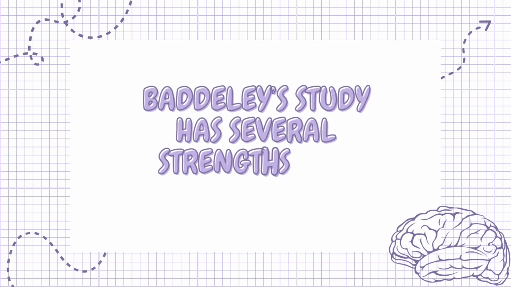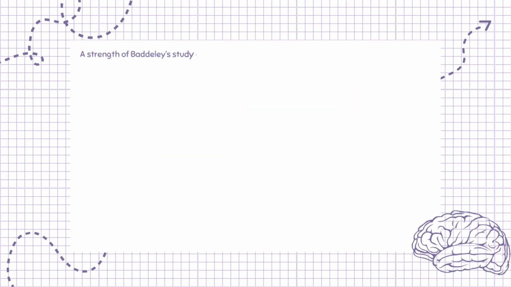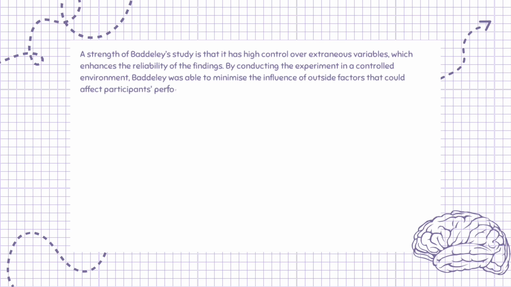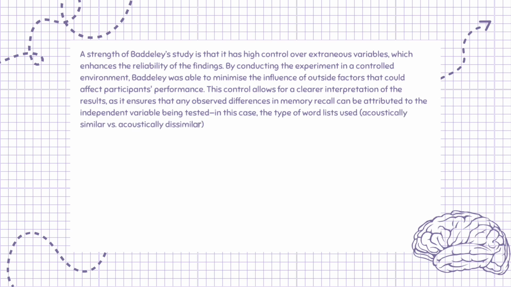Baddeley's study has several strengths and limitations. A strength of Baddeley's study is that it has high control over extraneous variables, which enhances the reliability of the findings. By conducting the experiment in a controlled environment, Baddeley was able to minimize the influence of outside factors that could affect participants' performance. This control allows for a clearer interpretation of the results, as it ensures that any observed differences in memory recall can be attributed to the independent variable being tested, in this case, the type of word lists used, acoustically similar versus acoustically dissimilar.